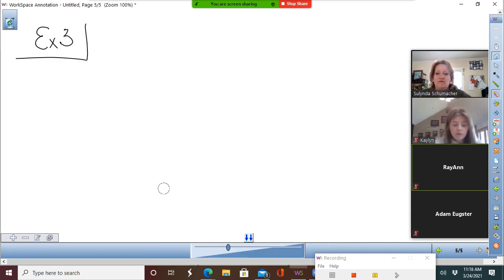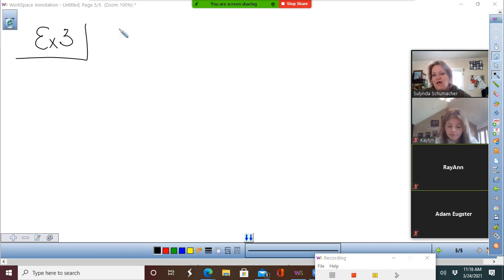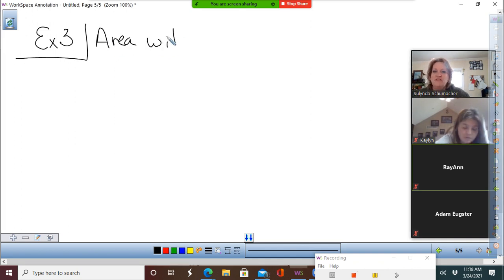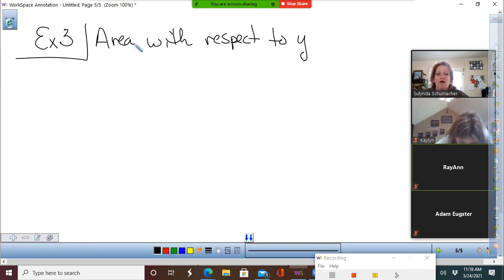And it could happen two different ways. Sometimes they give it to you already as x equals, and sometimes they give it to you as y equals, and then you have to move it over. So we're going to do this one with the area with respect to y. All right, and I'm going to put them as x equals because I think that'll be easier.